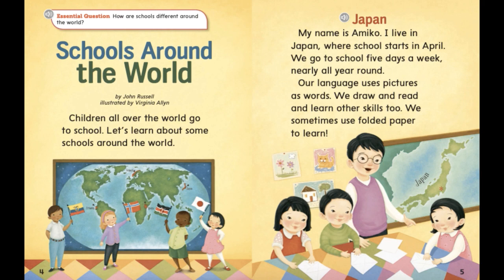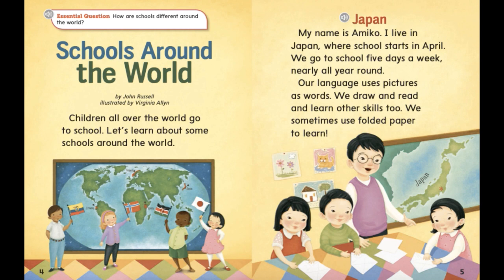Essential question. How are schools different around the world? Schools around the world. Children all over the world go to school. Let's learn about some schools around the world. Japan. My name is Amiko. I live in Japan, where school starts in April. We go to school 5 days a week, nearly all year round. Our language uses pictures as words. We draw and read and learn other skills too. We sometimes use folded paper to learn.